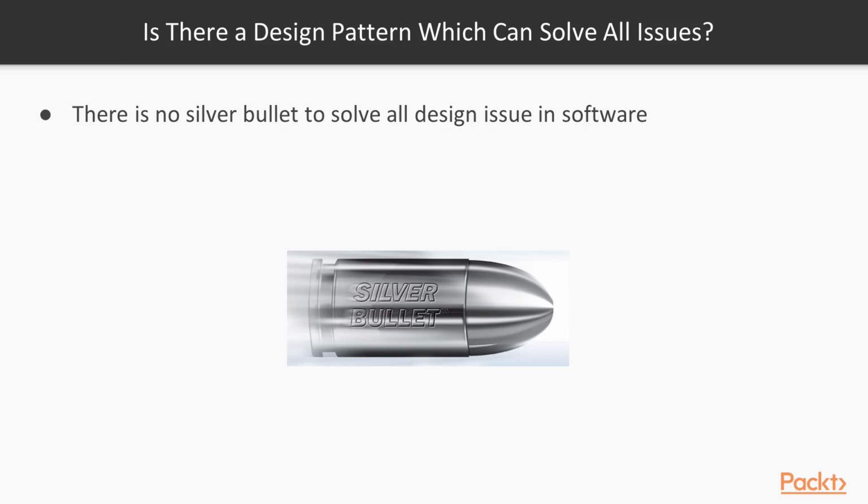Summary. We saw what is cyclomatic complexity, what is tight coupling and loose coupling, and we realized that based on the problem, there are different solutions. There is no single bullet or single design pattern which can solve all design issues. There are different design patterns which are focused on solving different design issues.